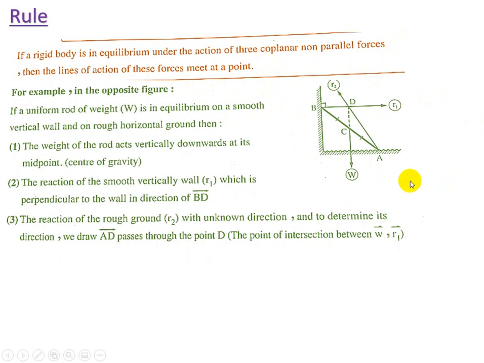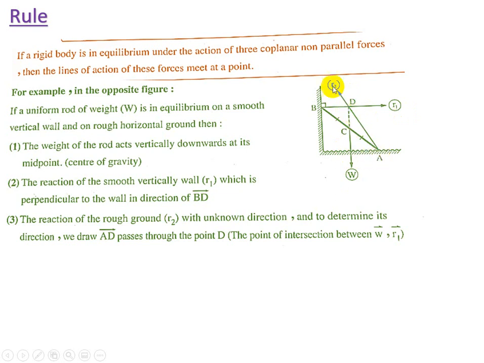For example, if you look at the figure in front of you, there exists a uniform rod AB. Its weight is W, and it is in equilibrium on a smooth vertical wall and on a rough horizontal ground. Number 1, the weight of the rod acts vertically downwards from its midpoint, which is the center of gravity of the rod. Number 2, reaction R1 is the reaction of the smooth wall. It is perpendicular to the wall and intersects the extension of the weight at point D.